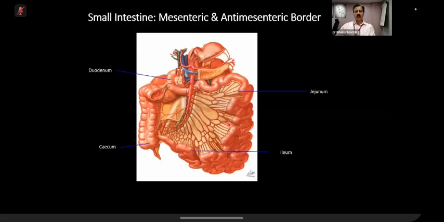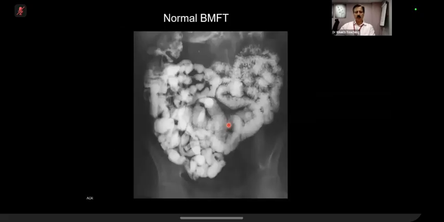And otherwise, pseudosacculations of, let's say, scleroderma, they happen on the anti-mesenteric border, or at times pseudosacculations of Crohn's disease, they also happen at the anti-mesenteric border. So I will show you these concepts, but always remember Meckel's diverticula.